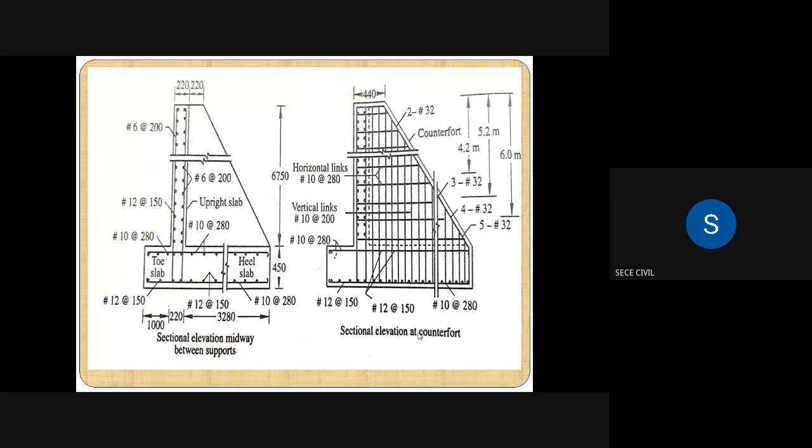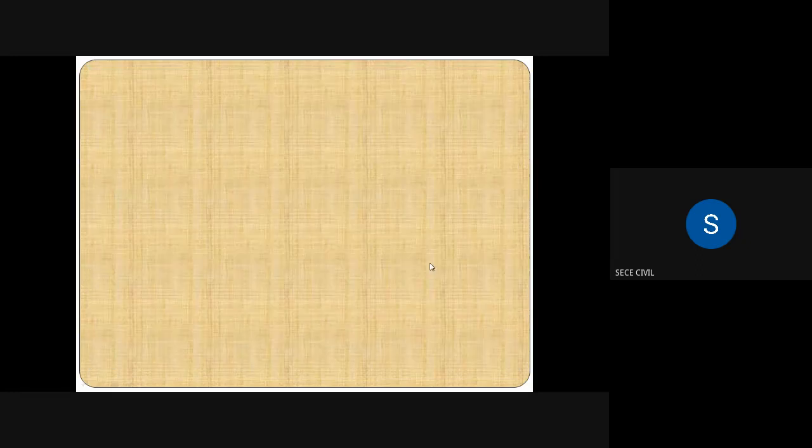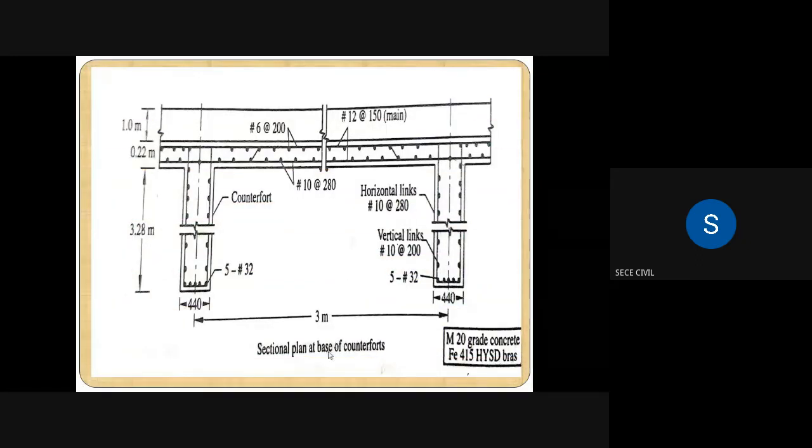This is the sectional elevation at counterfort. Okay, so in this we have the reinforcement details in the counterfort and in the stem, and the sectional reinforcements on top. And one more reinforcement diagram, that is the sectional plan at base of counterforts. So this is the plan view of the counterforts, and we have the reinforcement details of that.